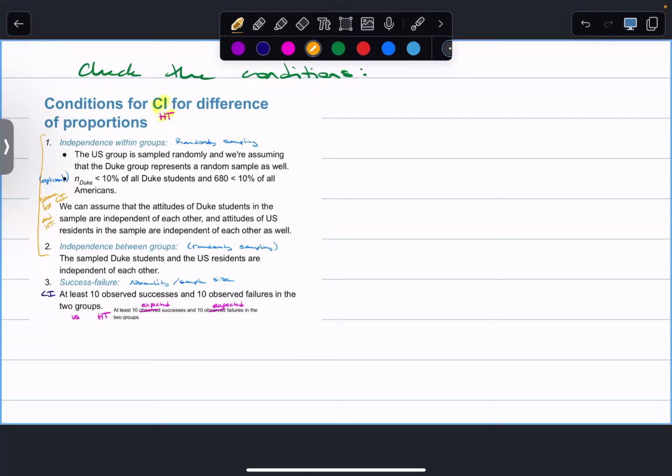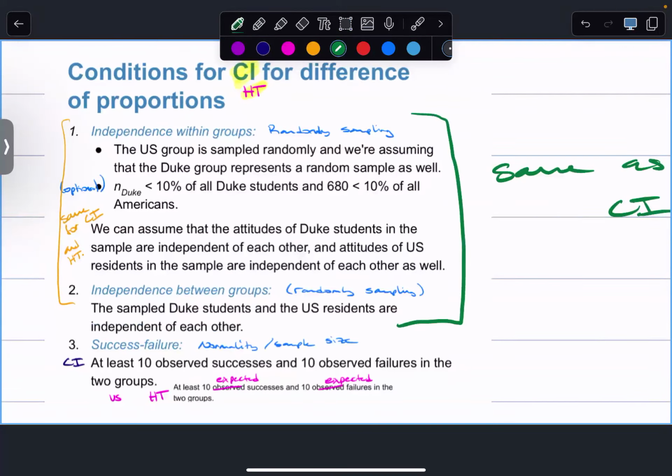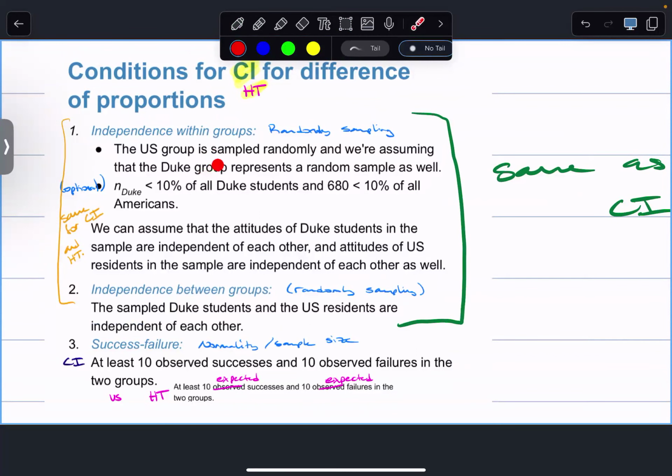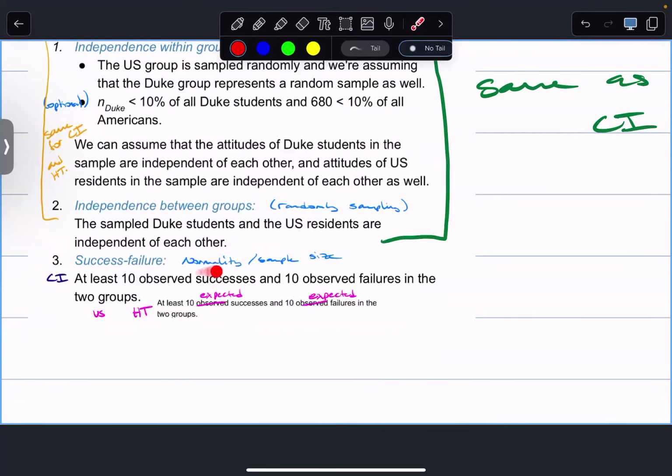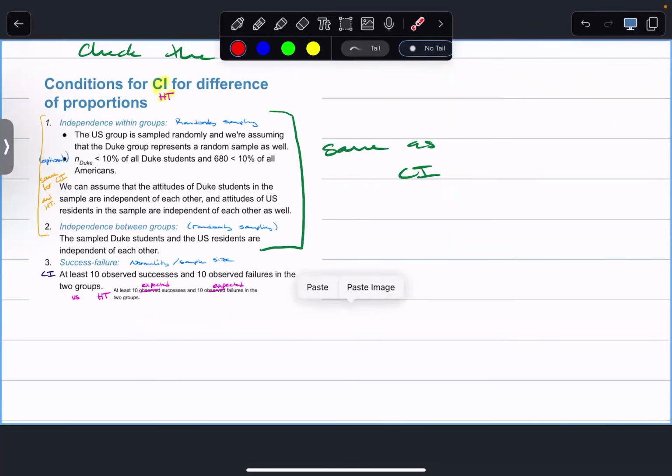These are the same as for a confidence interval. So I don't want to do them again, right? I have to have independence within the groups, between the groups. I get that by randomly sampling. I just have to make sure that I don't have too much of the population in there. But what I want to talk about here is the success failure, or the normality condition, where I have to have at least 10 expected successes. And so we use the pooled proportion to check this condition.